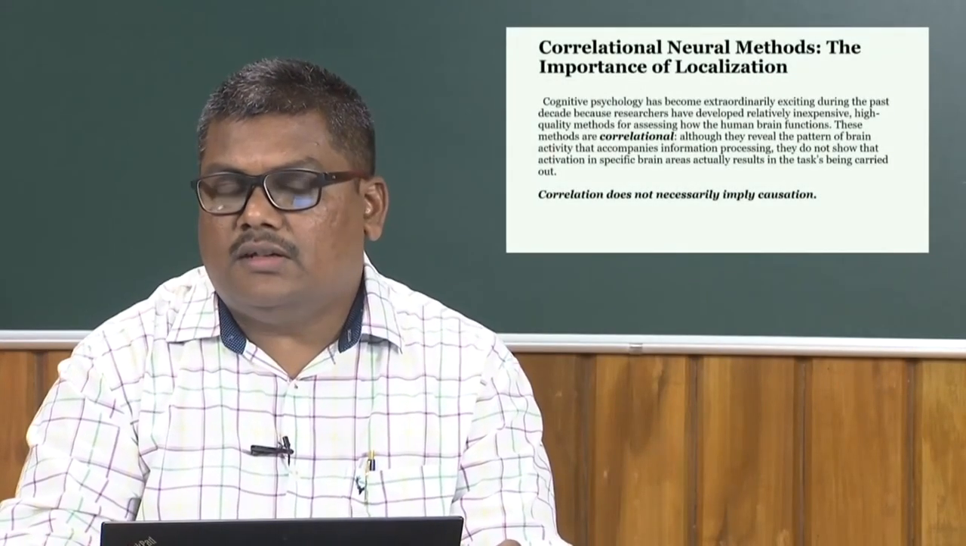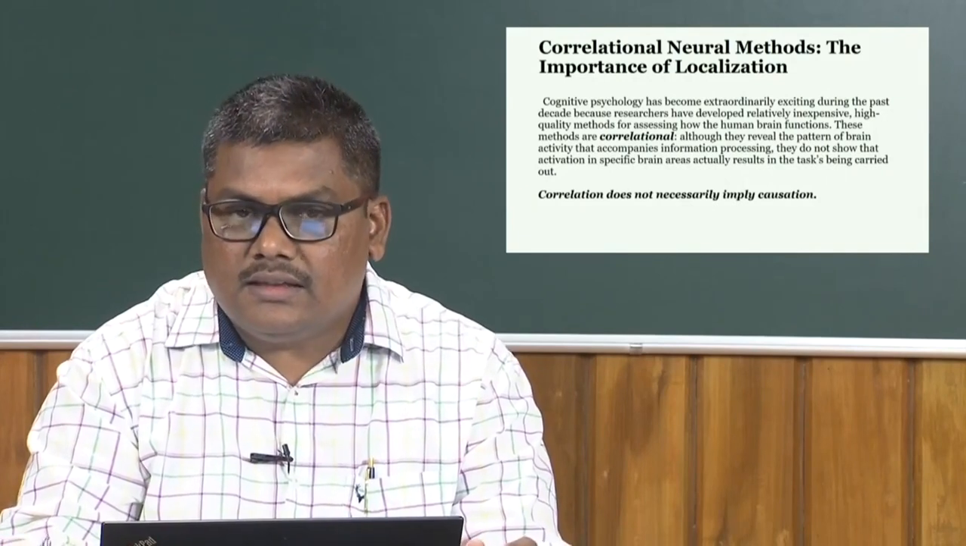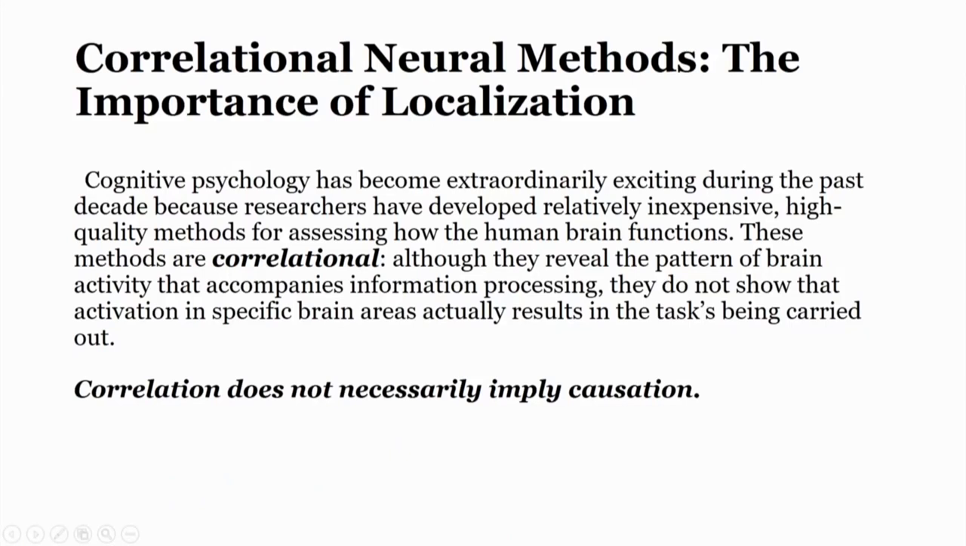As I was saying, the problems with the correlational neural method: there are two problems. First, many areas get activated in addition to the main area of interest. And so, the problem with this method is to localize the area of interest, because other areas also get activated along with it. The second problem with the correlational neural method is that correlation does not cause causation. What really happens in correlation is that two events, A and B, show activity in sync, but correlation does not guarantee that A is the cause of B or that B is caused by A.